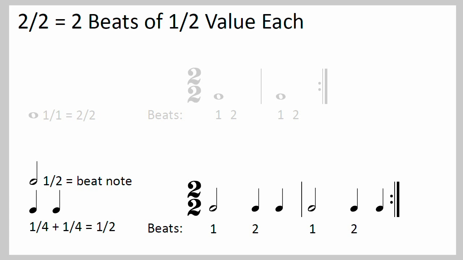In this rhythm, both measures have a half note followed by 2 quarter notes. In 2/2 time, the half note is the beat note, meaning it gets 1 beat, and the quarter notes each get half a beat, since 2 quarters is equal to 1/2. So the rhythm goes like this. 1, 2, 1, 2.